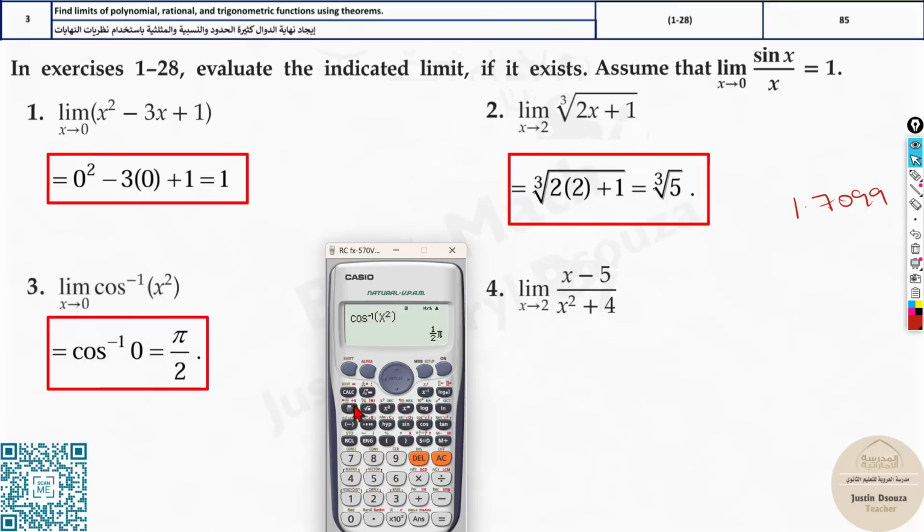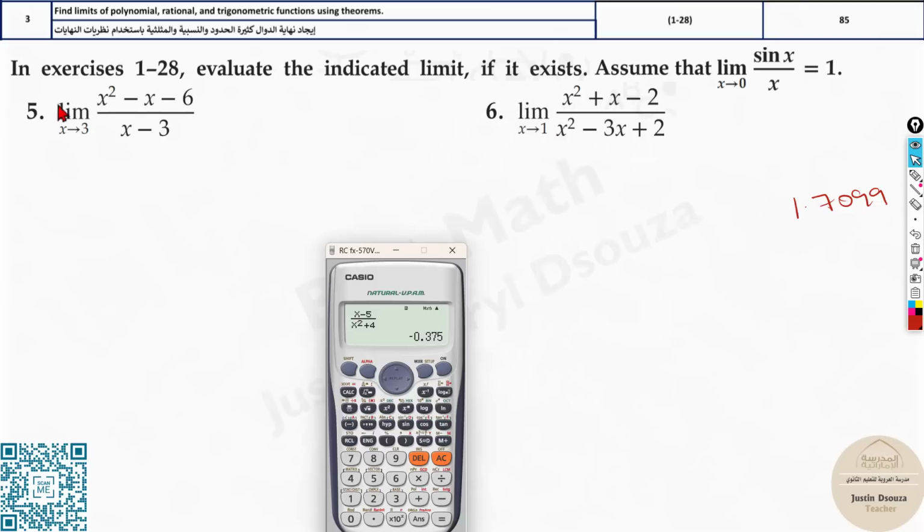Now what about the last one? Let's type it out. Alpha x minus 5 divided by x squared plus 4. And where do we have to calculate that? 2. And this is the answer, negative 3 by 8. Or sometimes you might get negative 0.375, and you can just approximate, which is the correct answer. Now these are all straightforward direct problems, right? But what if we have problems like this?